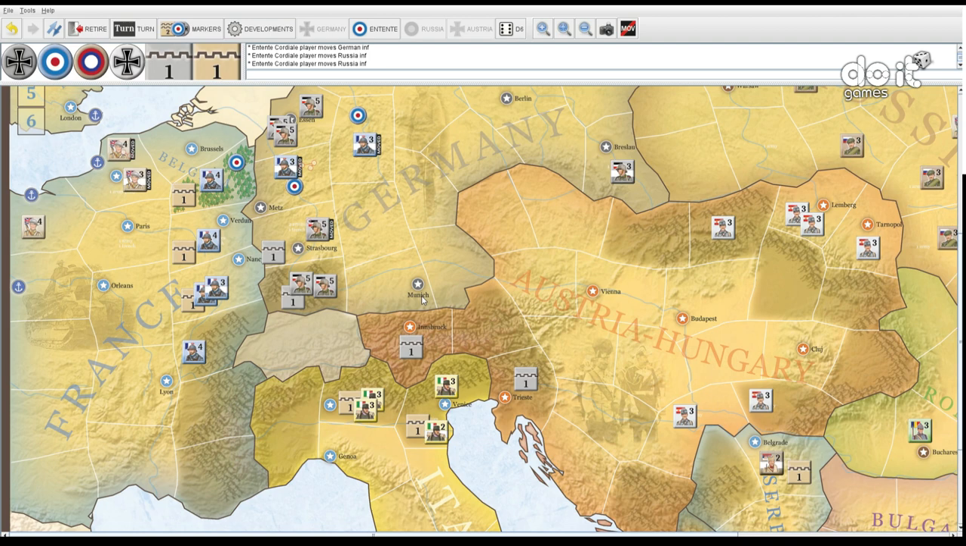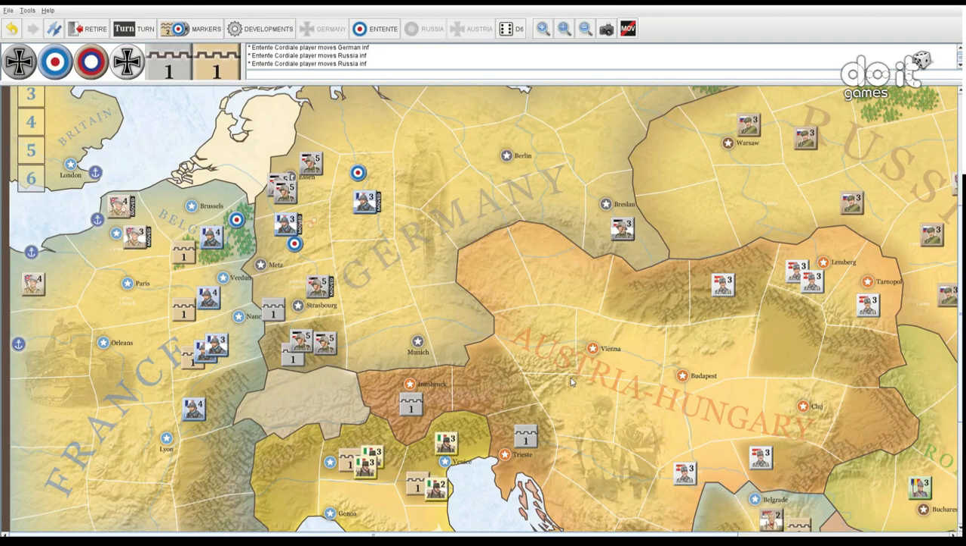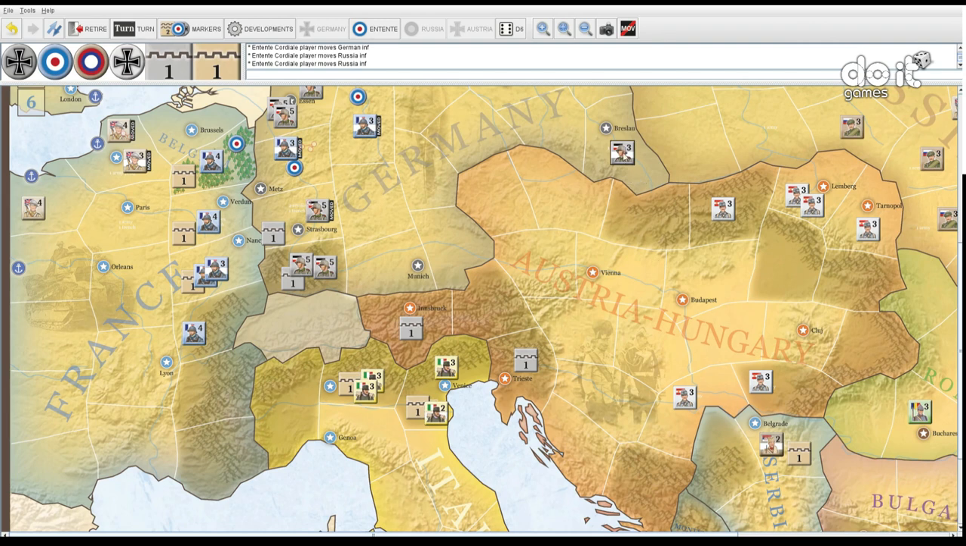Where can I upgrade units? I can upgrade units anywhere on the map, meanwhile that unit is in supply. Okay, and upgrading one unit, let's say from this side to this other side, costs one recruitment point.